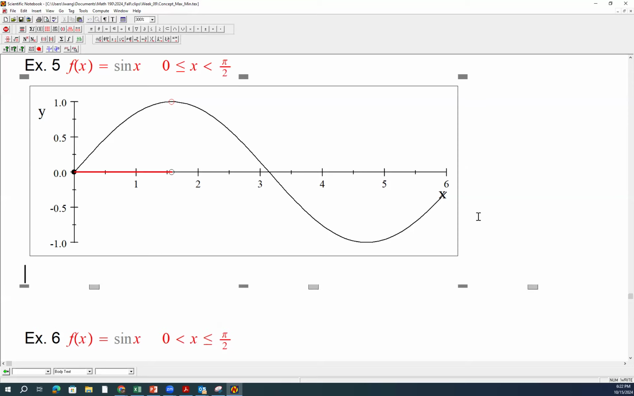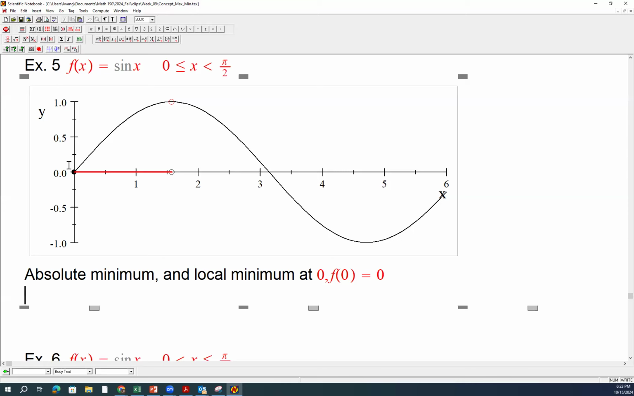Okay, so by this time, I hope that you got it. If you don't, let me know. We have an absolute minimum and local minimum at 0, and the value of it is, well, sine of 0 is 0. And we got no absolute maximum, nor local maximum.